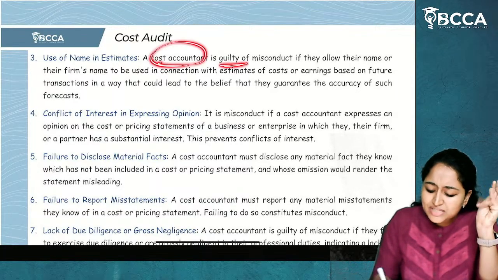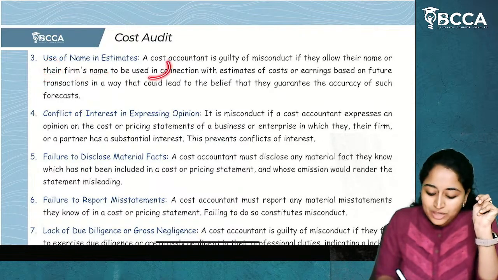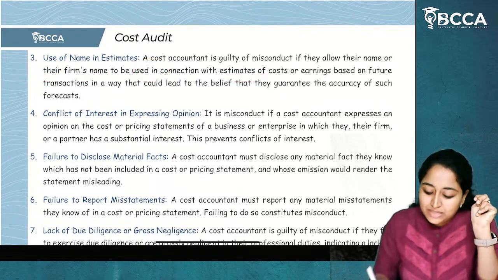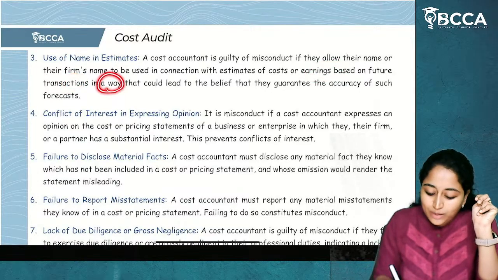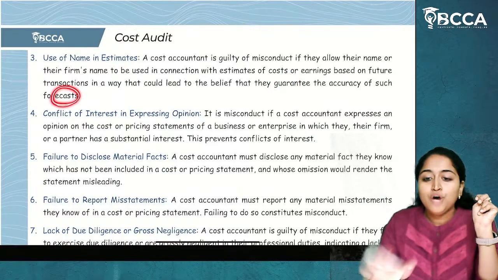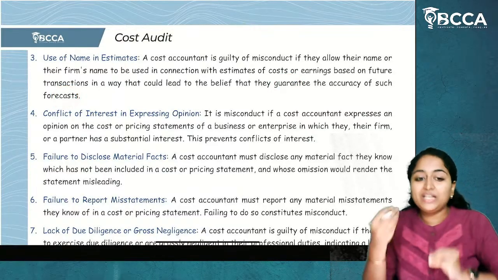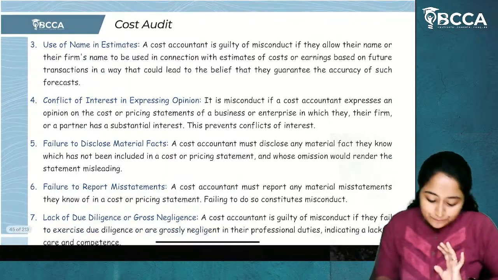A cost accountant is guilty of misconduct if they allow their name or their firm's name to be used in connection with the estimates of cost or earnings based on future transactions in a way that could lead to the belief that they guarantee the accuracy of such a forecast. So if you are giving the name, it means you are guaranteeing the forecast, which you should not do.